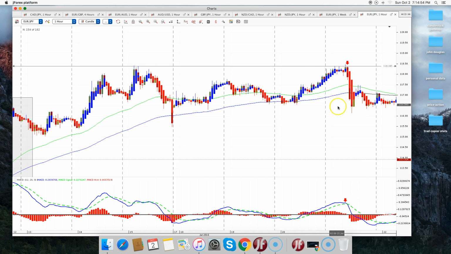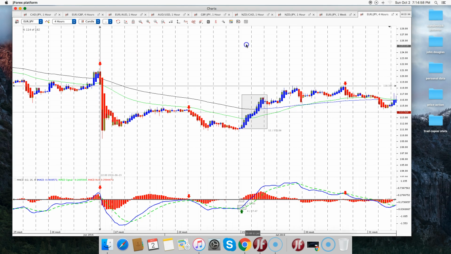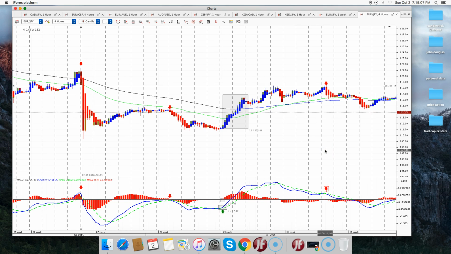Crossover MACD, price. Let's look at what's happening on the 4-hour chart. So we have a red candle on the 4-hour chart. We have price and MACD crossing over on the 4-hour chart as well. So we have confluence of 2 time frames, the 1-hour chart and the 4-hour chart.